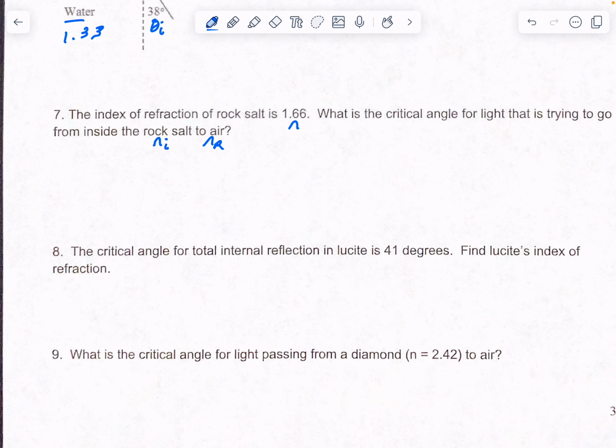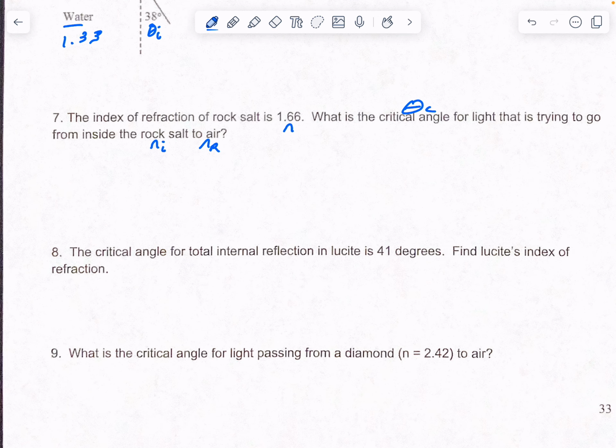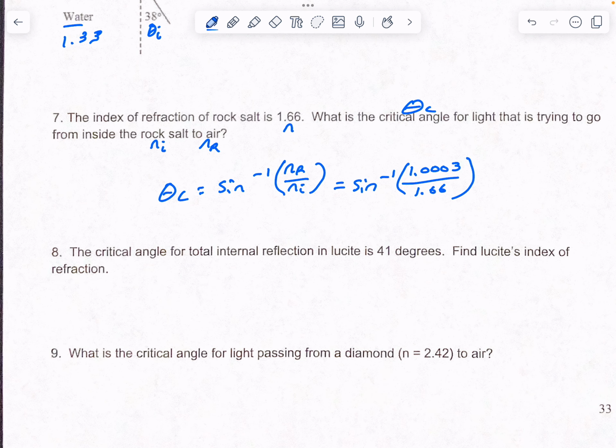On this one, we're looking for the critical angle, so this is theta C. Remember we gave this equation: theta C equals inverse sine of Nr over Ni. So we're just going to plug in: inverse sine of Nr over Ni, air is 1.0003, and your Ni is 1.66. Remember your trick for this is the big number always goes on the bottom, otherwise you're going to get an error symbol in your calculator. Make sure you're in degree mode again, and you should get a value of 37.06 degrees.